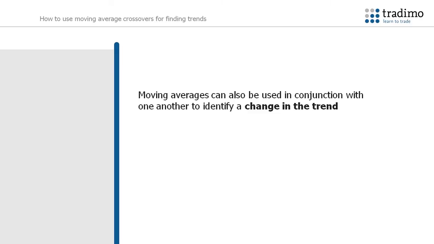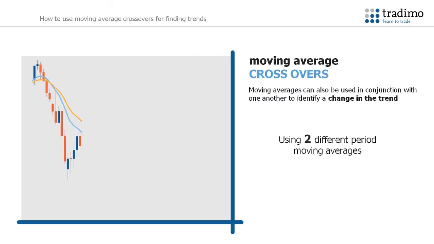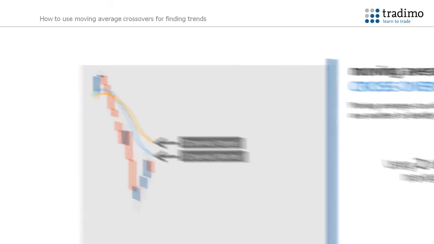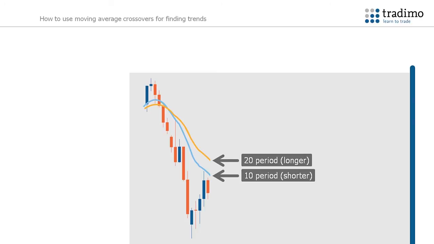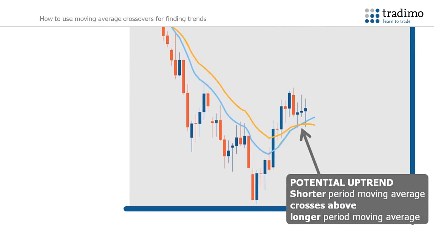Moving averages can also be used in conjunction with one another to identify a change in the trend. These are called moving average crossovers. You can do this by using 2 different period moving averages, for example, a shorter 10-period moving average and a longer 20-period moving average. Look for when they cross each other. If the shorter period crosses below the longer period moving average, this indicates the start of a potential downtrend. And when the shorter period crosses above the longer period moving average, this indicates the start of a potential uptrend.